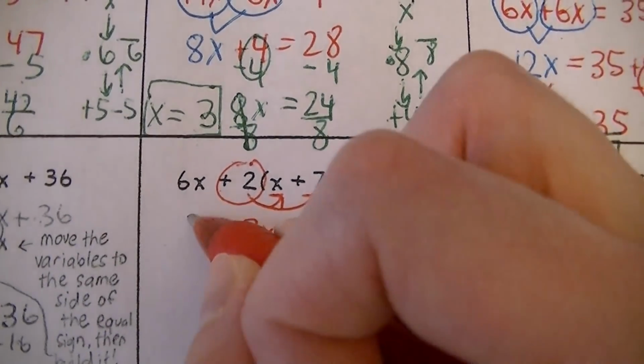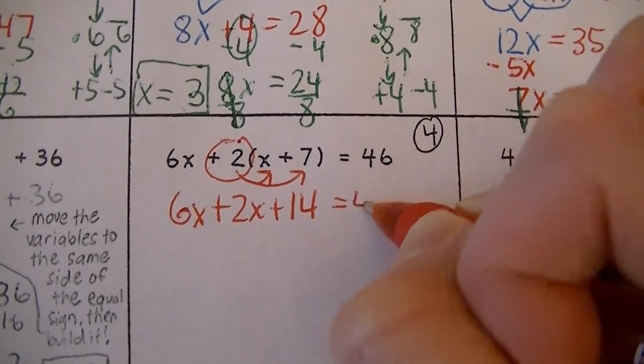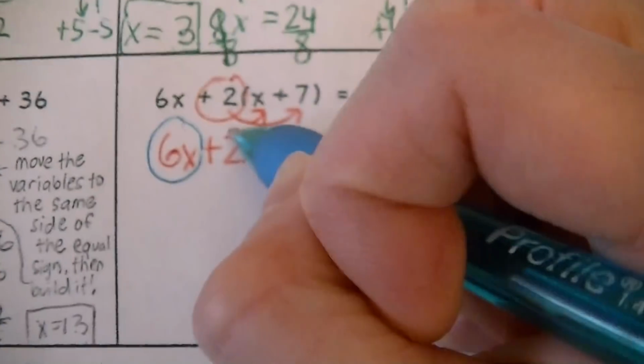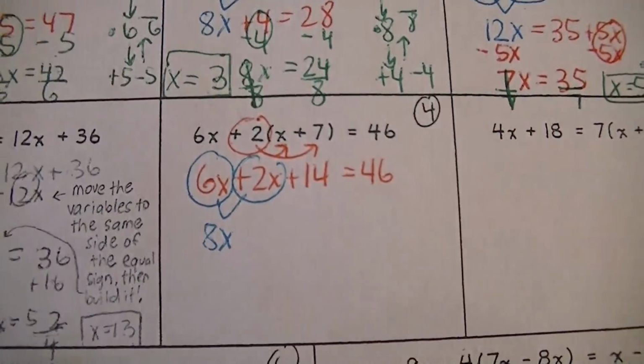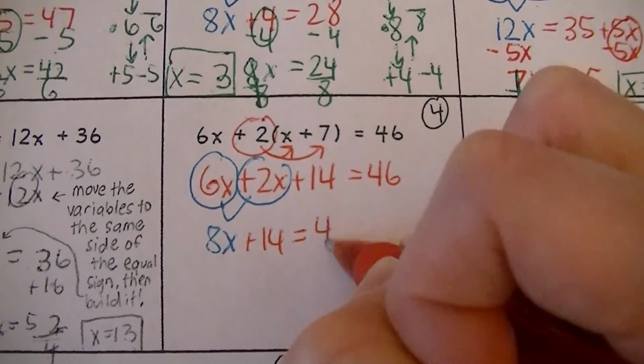So what you need to do now is bring down your 6 times x, bring down your equal sign, and bring down your 46. You'll notice that you have some like terms on the same side that you can easily combine. And 6x plus 2x, that is 8x. And then you bring down your plus 14, your equal sign, and your 46.